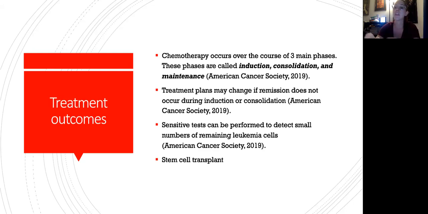The consolidation phase takes place once the leukemia is in remission, and this occurs over several months. This stage involves combining several chemotherapy drugs to help prevent the leftover leukemia cells from developing resistance. If the leukemia remains in remission after induction and consolidation, maintenance therapy can take place. Maintenance therapy involves the administration of drugs that are taken by mouth and given through an IV.